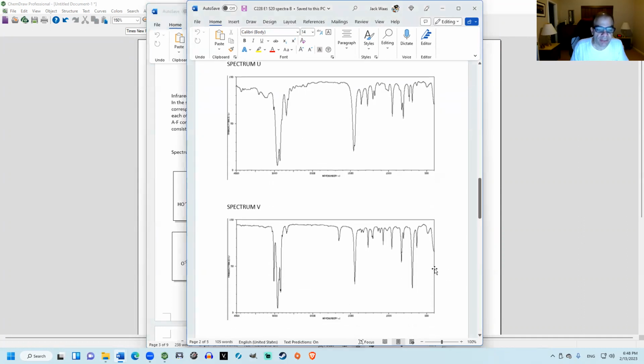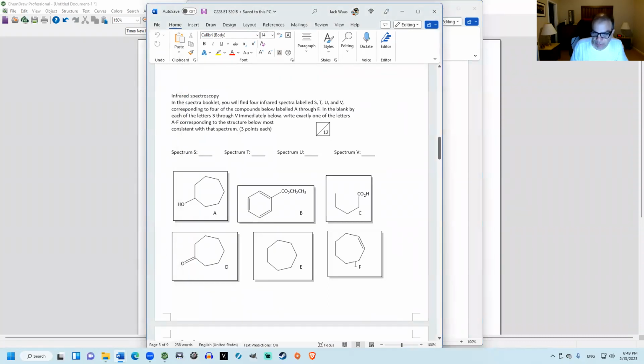If you compare that to spectrum V, now we have some peaks above 3000 wave numbers. I don't see any overtone bands, so I don't think this is aromatic. But I don't see a carbonyl, I don't see an OH group, I don't see anything like that. So it looks to me like just an alkene. And the only alkene we've got is F. I went through that rather quickly, but I sensed that people wanted to get onto the reactions.